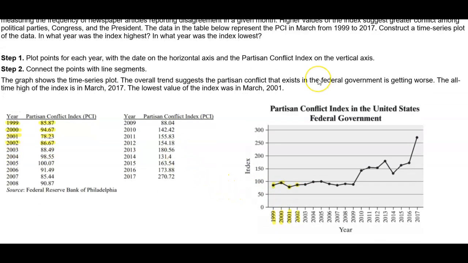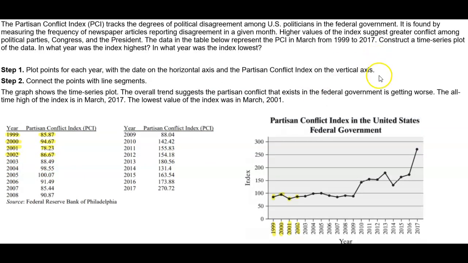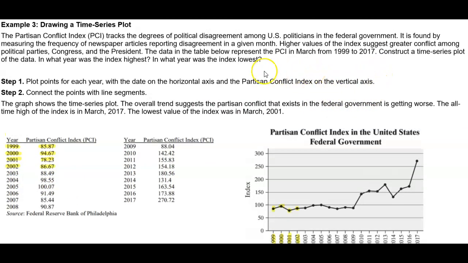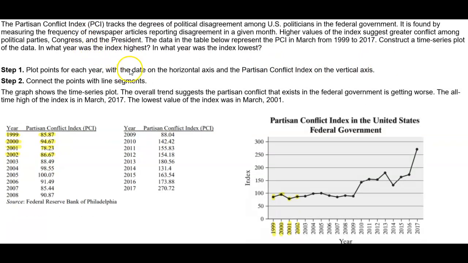Now, the question that was asked here was to find, okay, in what year was the index the highest? Well, you can look here and you can see that the index was the highest at 2017, because the 2017 value was 270.72. So I'll go ahead and highlight that here in green, and therefore that represents the highest.